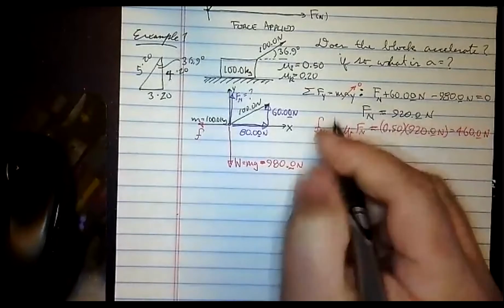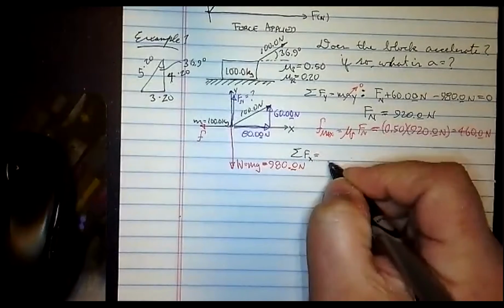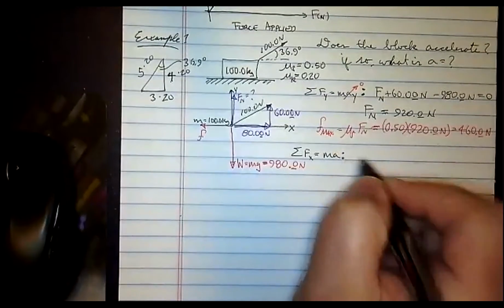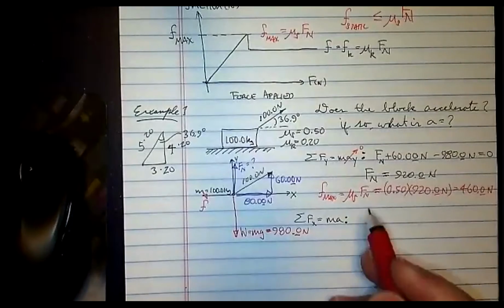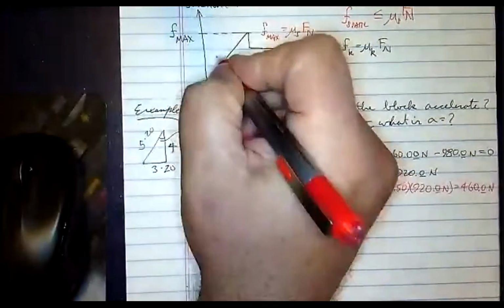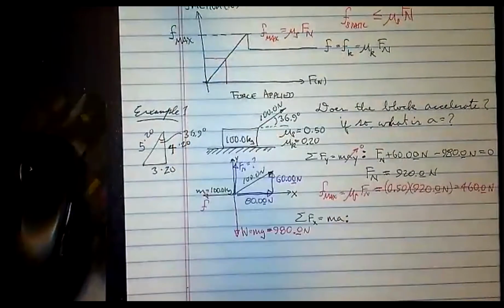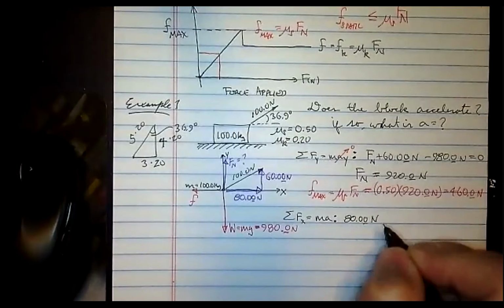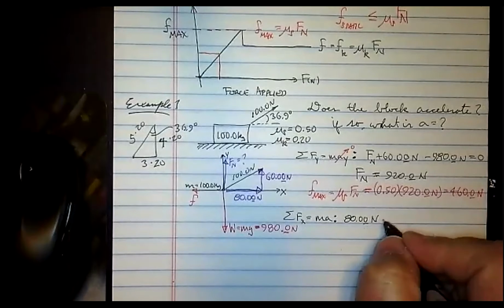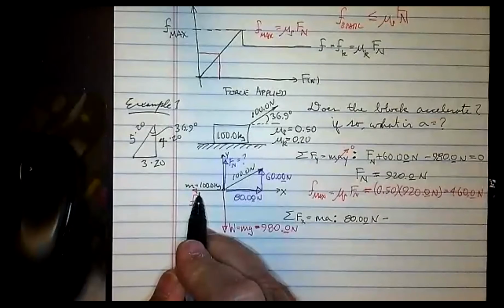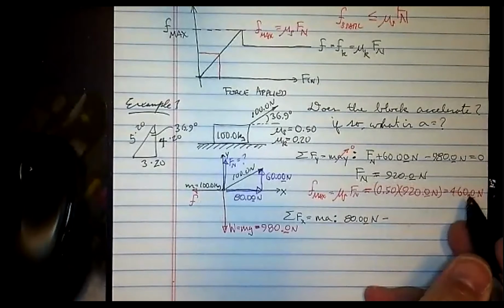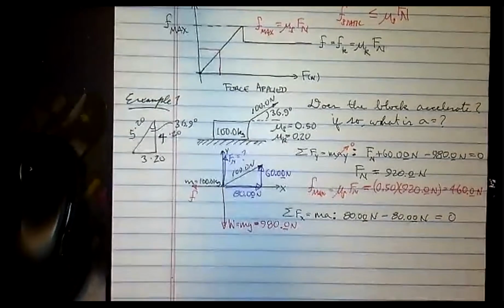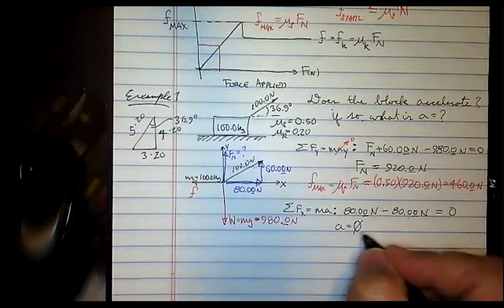So now I can do the summation of forces in the x direction equals mass times acceleration. Notice I left off the x because that's the only acceleration we're talking about. Remember, this equation basically says if you're below F max, then the friction force will be exactly equal to the applied force. So we have 80.00 newtons minus, in this case, since it's less than 460, the friction force is going to be 80.00 newtons. So that's clearly equal to 0. So A is equal to 0. No acceleration.